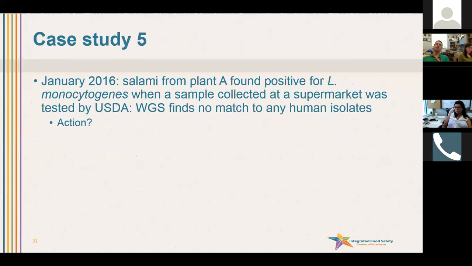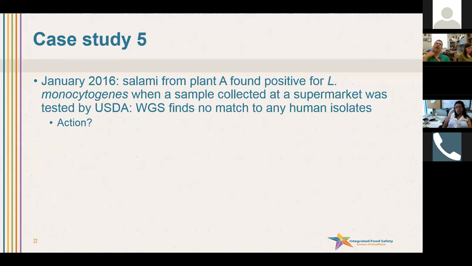I'm going to finish with a final case study that moves us into an area that may not be directly relevant to some of you on the call, but again, is informed by real action, is something that already happens, but does not involve human cases. So in this case, we have a processing plant that makes a variety of ready-to-eat meat products. Salami from this processing facility is found positive for Listeria monocytogenes, and actually a closed package was picked up in a supermarket. Listeria monocytogenes whole genome sequence, no match to any human isolates, all human isolates at least 30 SNPs away.